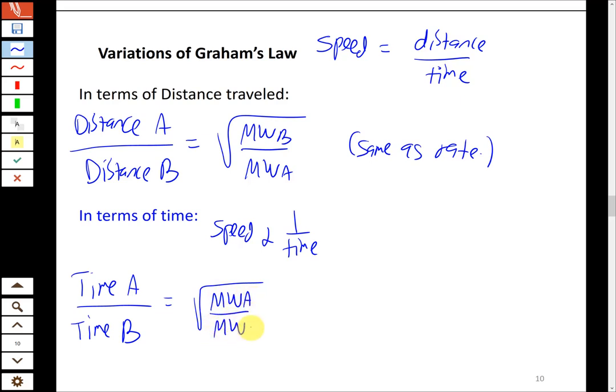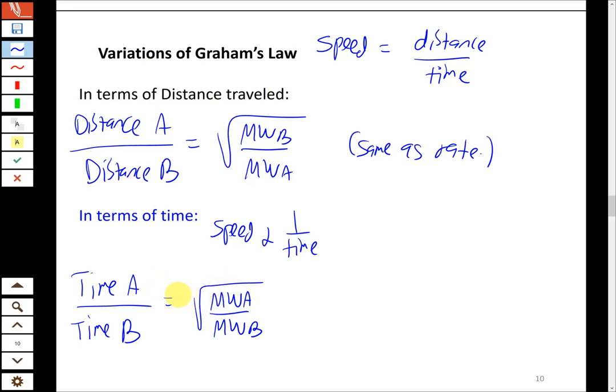So we have to flip one side of the equation if we're talking about units of time in this context. Again, that's because the gas that has the smaller molar mass is going to take a shorter time to diffuse or effuse. The gas that has a larger molar mass will take a longer time. So in this case, the two are directly related.